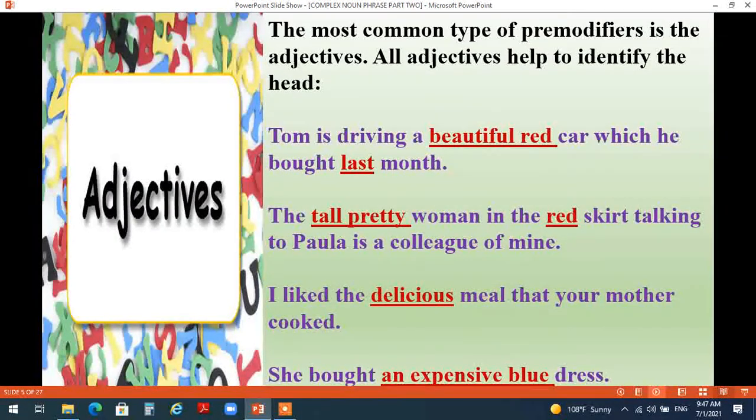Now we will start with the first type of pre-modification, which is using adjectives as pre-modifiers. The most common type of pre-modifiers is the adjectives.